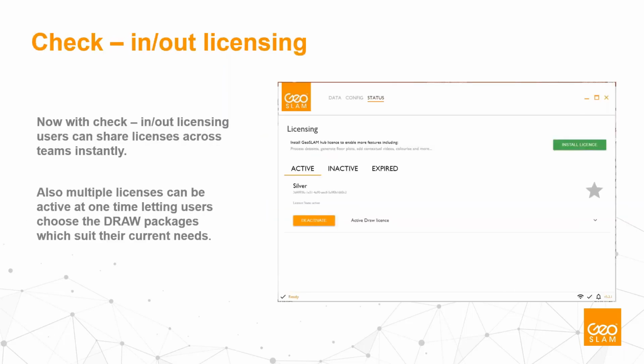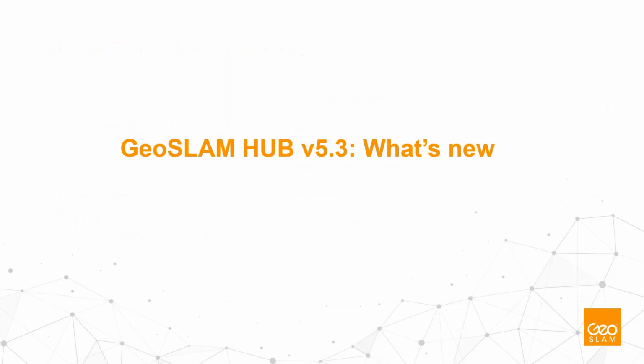And one other thing to mention about GeoSLAM Hub 5.2 and onwards, all our licenses now are check-in and check-out, so you can activate, deactivate. As long as you've got that internet connection, you're able to share licenses across your team, which is really, really useful, and it means more people get access to Hub faster. Rather than waiting for a dongle to arrive, you can simply just email across an activation code and someone's able to use GeoSLAM Hub.